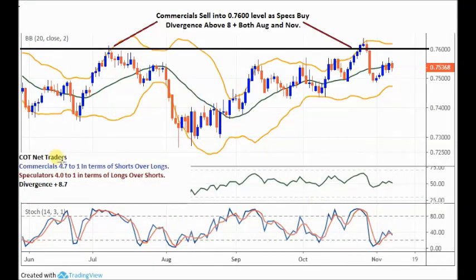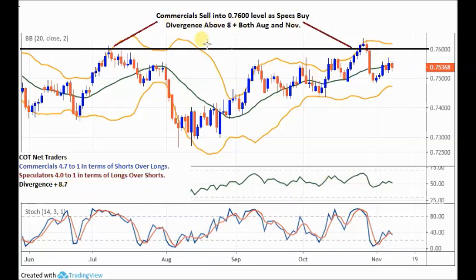Now, in terms of CFTC net traders positions, the CFTC only release data for the majors. However, you can work out the cross simply from the majors by working out what the groups have got in the two pairs that make up the cross. So USD CAD, USD CHF, and we just do it as a simple ratio. Now I've written out the ratios here. Commercials 4.7 to 1 in terms of shorts over longs, so very bearish. Speculators 4 to 1 in terms of longs over shorts, so bullish. Divergence between the two groups, if you add them up, 8.7.